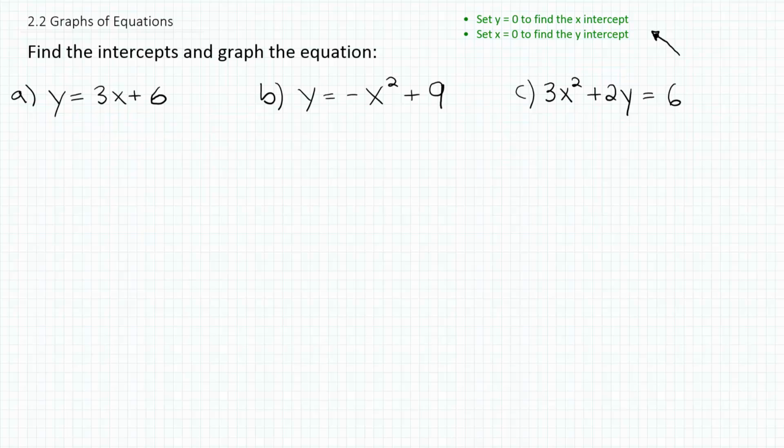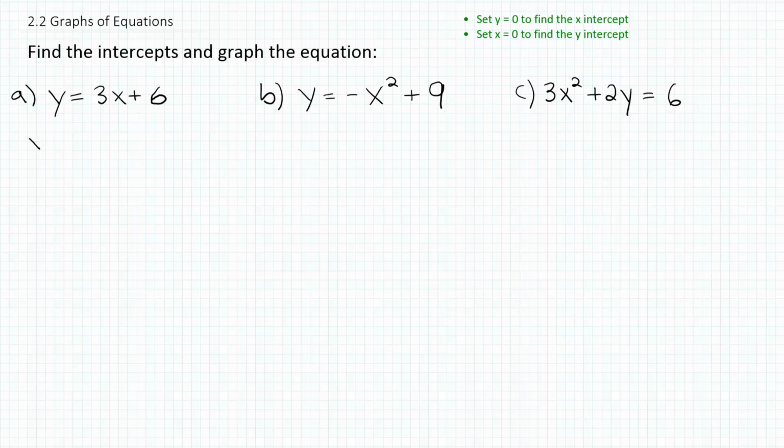But if you're looking for the y-intercept, you actually set your x equal to 0. And then you solve for the other variable, and you will get the intercept. Remember, the intercept is just where the graph crosses that axis in our rectangular coordinate system. Okay, let's look at example A then, and we'll apply the steps to do this.